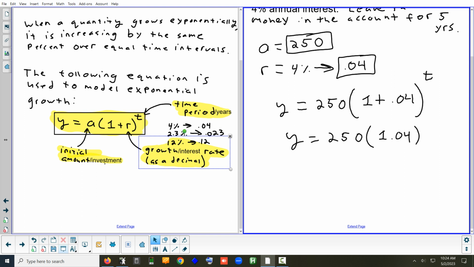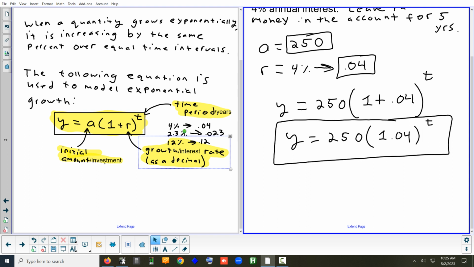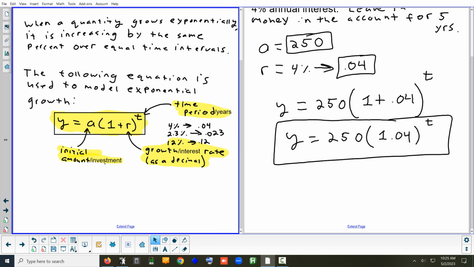1.04. So you do want to always add those together to the T. So that is the formula they wanted you to write down. So it's just like the formulas that we've been doing. Y equals A times B to the X. You just had to figure out what the B was. And the B is always 1 plus R. That's how you get the B.